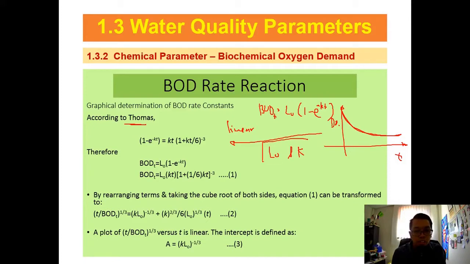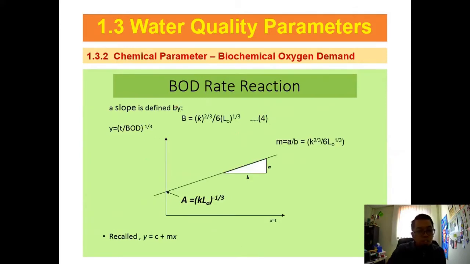Okay, how you can determine the ultimate BOD and K based on this graphical method by Thomas? So from this curve, they do experiments to develop the linear line based on the first order kinetic. So they found that (t/BOD) to the power of 1/3 equals (KL0)^(-1/3) plus (K^(2/3) / (6 L0^(1/3))) t. Okay, so this is the formula for the linear.